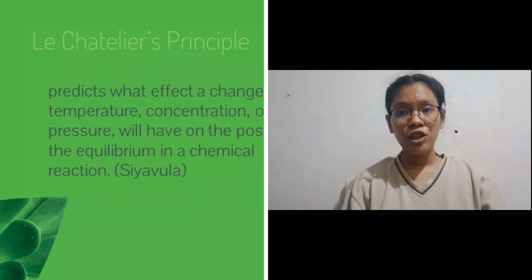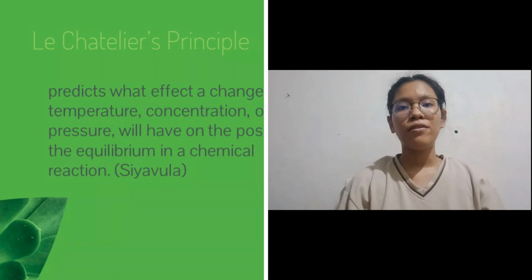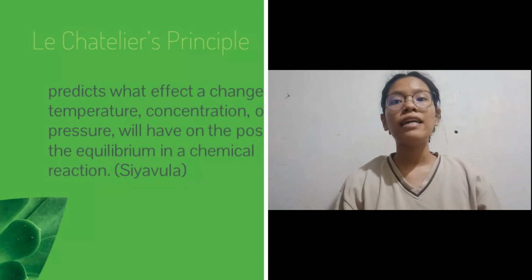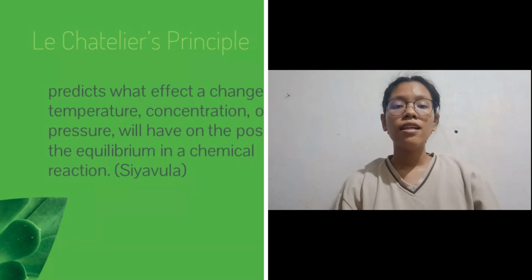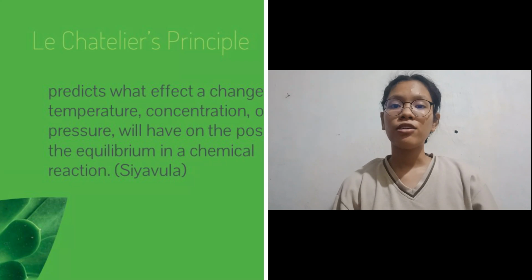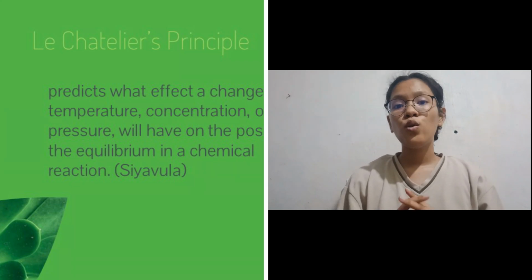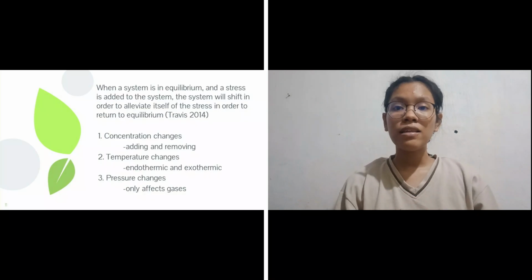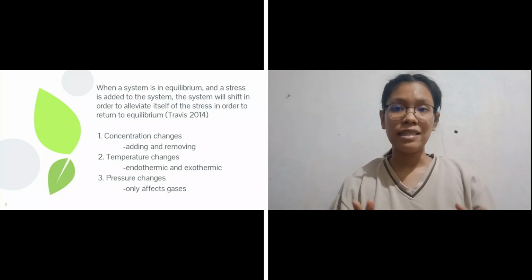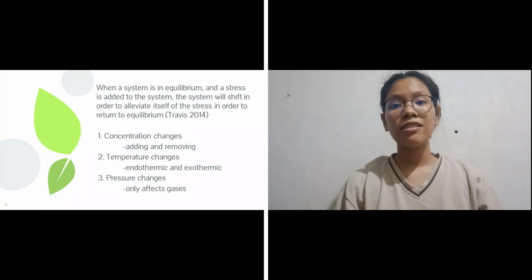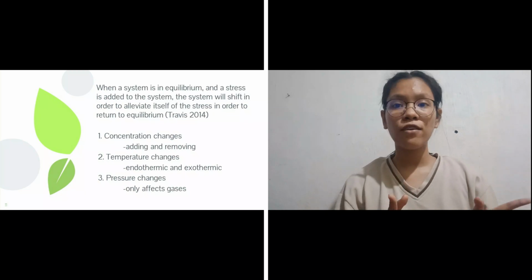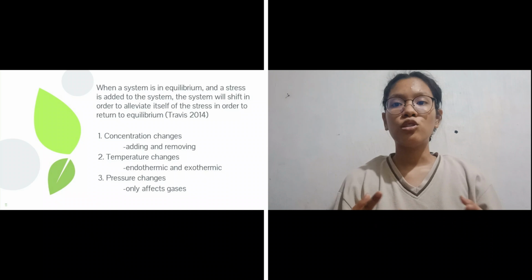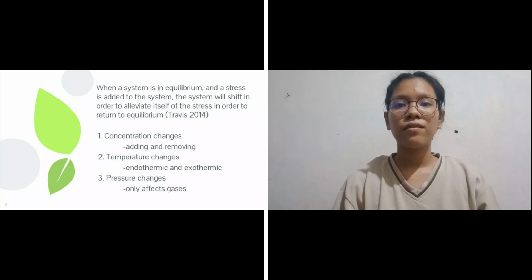Le Chatelier's principle, or equilibrium law, is a physics law which predicts what effect a change in temperature, concentration, or pressure will have on the position of the equilibrium in a chemical reaction. This principle was named after a French chemist named Louis Le Chatelier. When a system is in equilibrium and a stress is added, the system will shift in order to relieve itself of the stress in order to return to equilibrium.